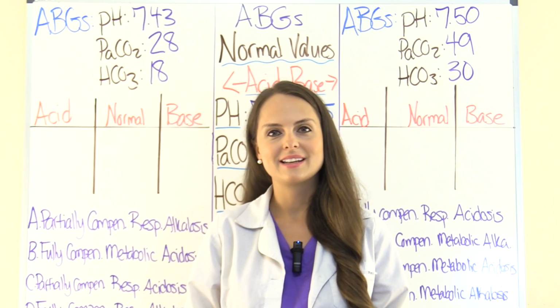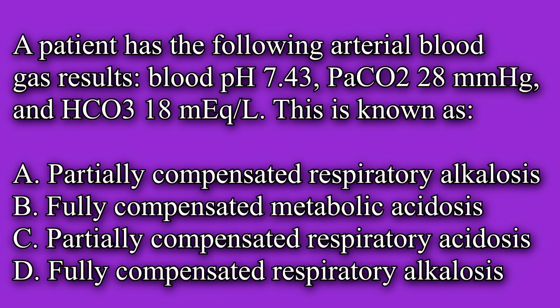So let's get started. Our first problem says, a patient has the following arterial blood gas results: a blood pH of 7.43, a PaCO2 of 28, and a bicarb, which is an HCO3 of 18. This is known as A, partially compensated respiratory alkalosis, B, fully compensated metabolic acidosis, C, partially compensated respiratory acidosis, or D, fully compensated respiratory alkalosis.